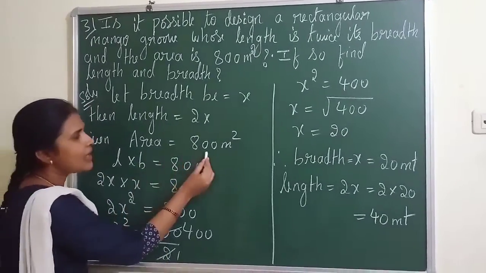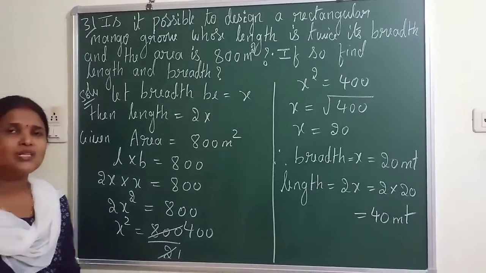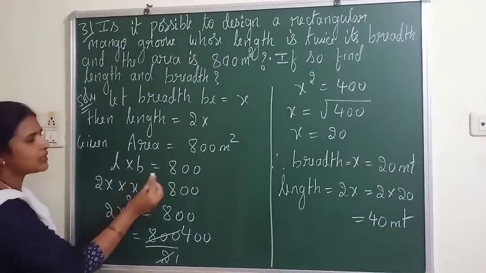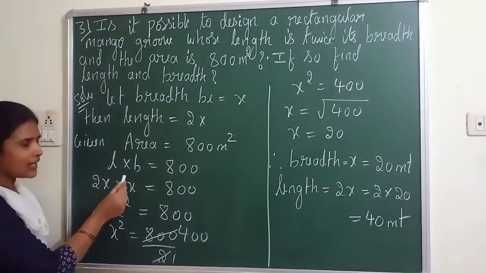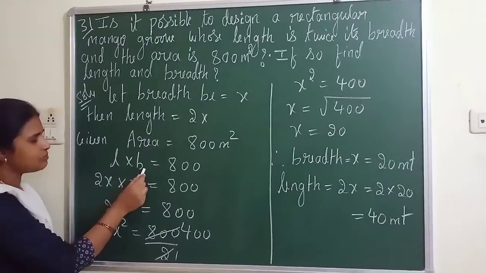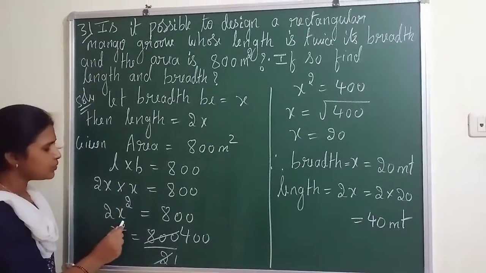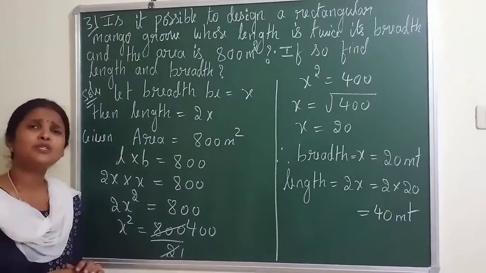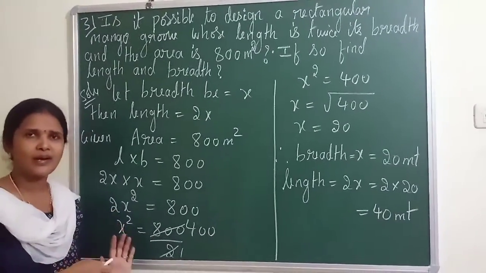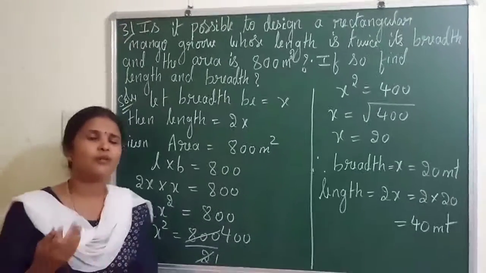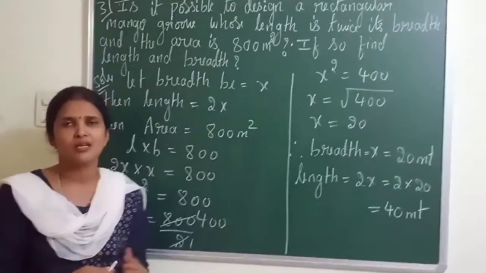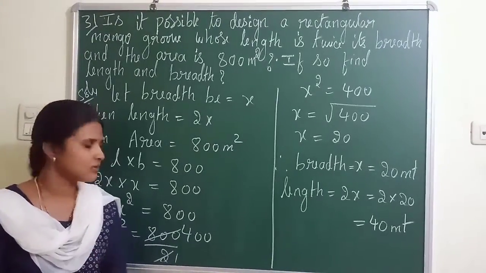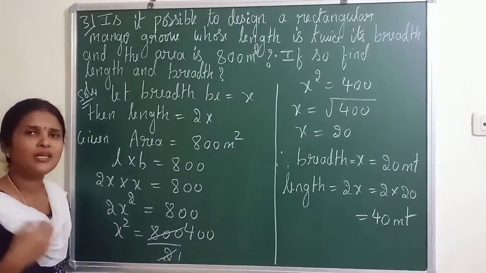And he has given area as 800 meter square. What is area of a rectangle? Length into breadth. So length into breadth equals 800. Substitute length and breadth. L is 2x and B is x. So 2x into x is 2x square equals 800. Here you can observe the middle term is missing. Even though it is quadratic, the middle term is not there. So we need not go with any method. It will be easy when any one term is missing, either the middle or the last term. So we can do it directly without any method.